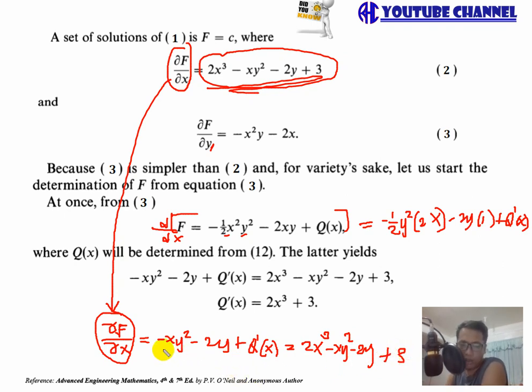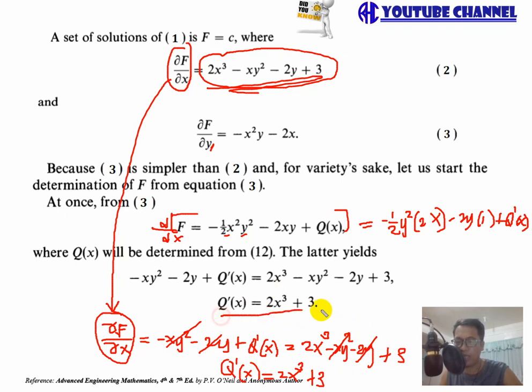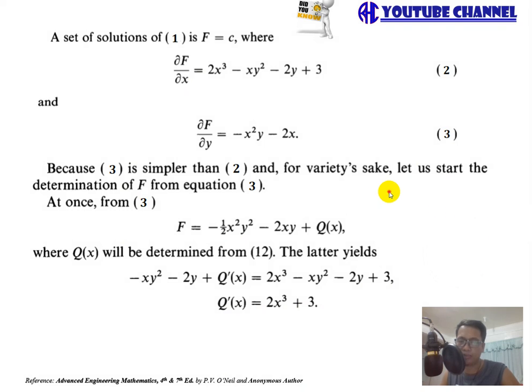Okay, so ito, cancel out. Pwede ito ma-cancel out. Saan pa ba ang pwede? So 2y, okay, cancel out. So ang matitira natin ay ang q prime natin, equal siya sa 2x cubed plus 3. Yun ang q prime natin. Kaya ito yung nakuha natin. Okay, let's continue.